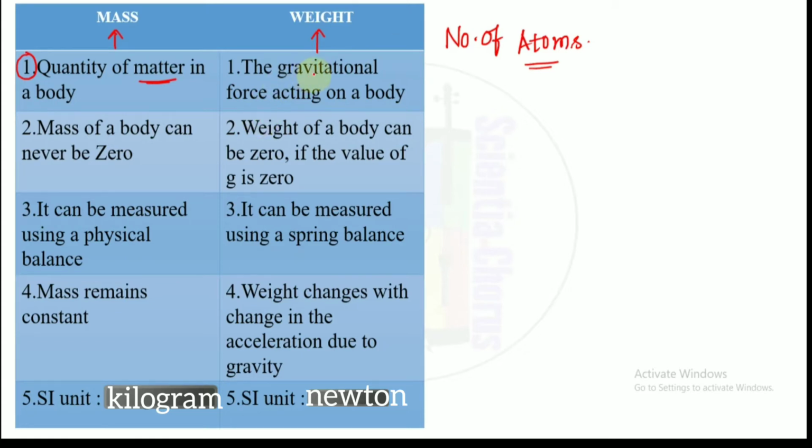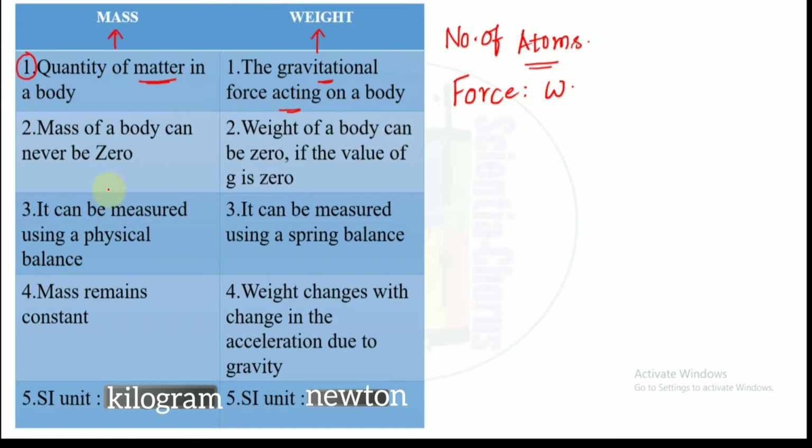And when it comes to weight, the gravitational force acting on a body, we know that on earth we have gravity, which is the pull from the earth, which makes all of us stay on the ground. The gravitational force acting on each and every body makes us stay on the ground, such that we are not flying, right? The gravitational force acting on a particular body is called weight. So here the major difference is that mass is the quantity of matter and weight is the gravitational force.